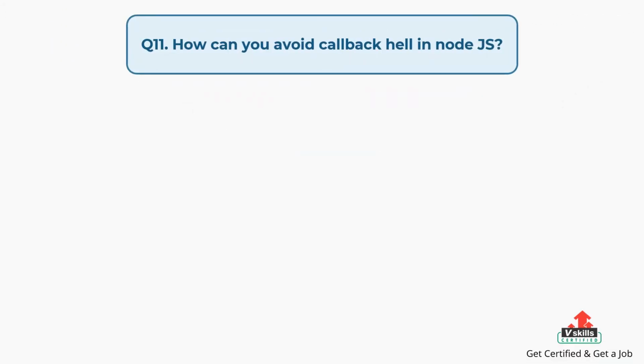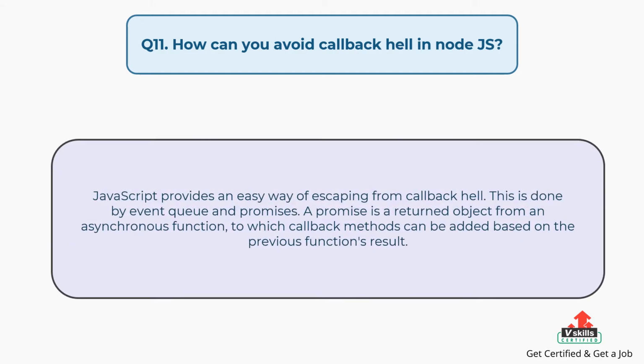Question number 11. How can you avoid callback in Node.js? The answer is JavaScript provides an easy way of escaping from callback. This is done by event queue and promises. A promise is a returned object from an asynchronous function, to which callback methods can be added based on the previous function's result.